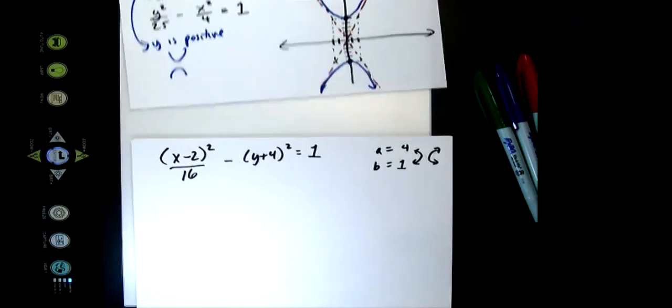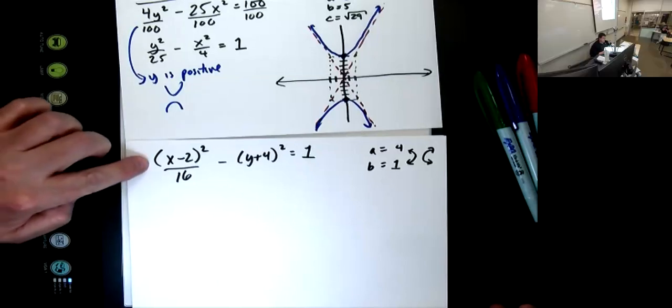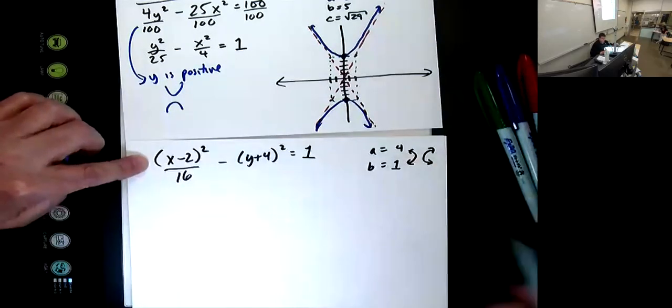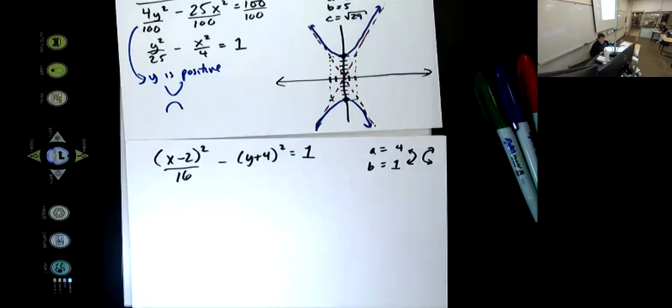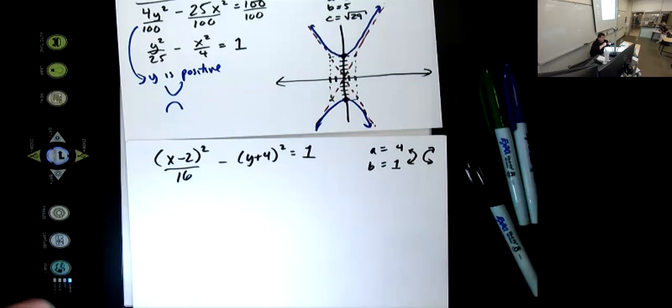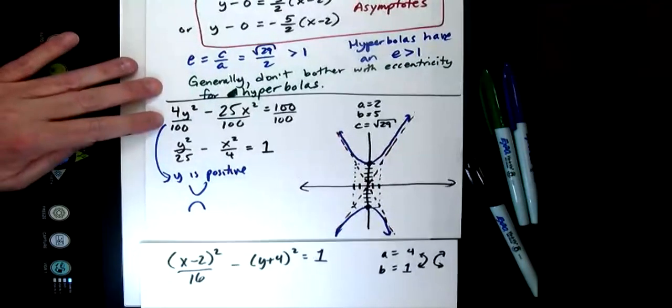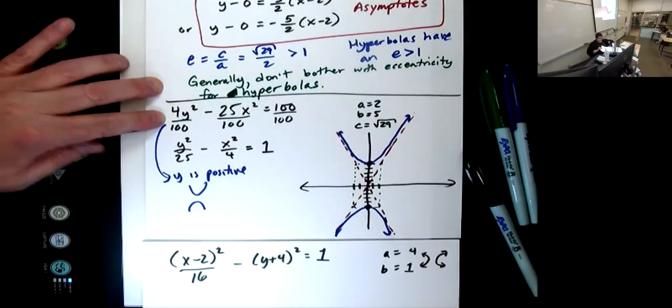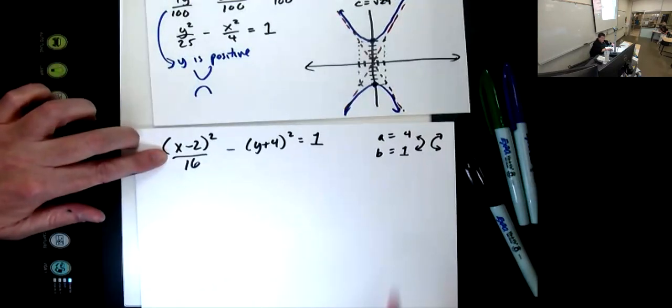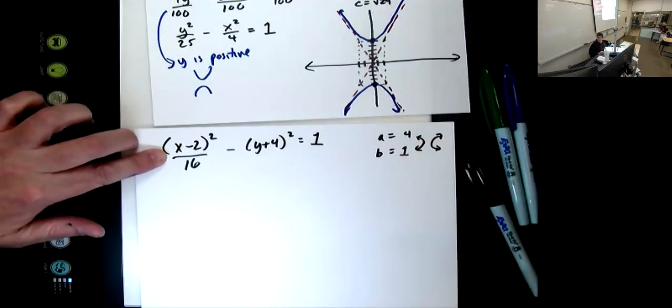How do you know what way it opens? By which term is positive. There's a negative with the y, the x one is positive, so they open in the x direction. It's whichever term is positive. Look at this one up here: the positive term was y, and they opened up and down. On this one, the positive term is x, so they open left and right. Left and right is the x direction.